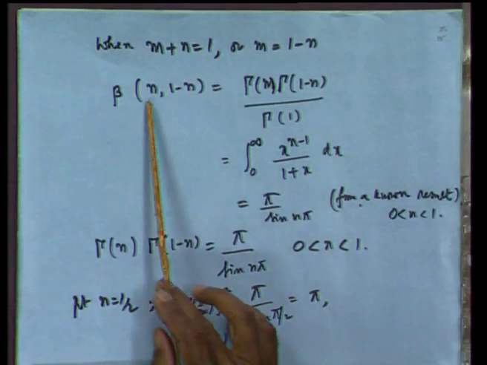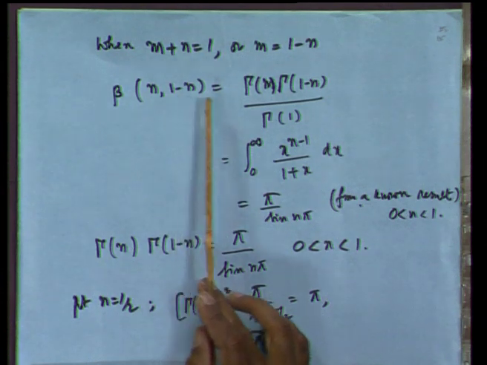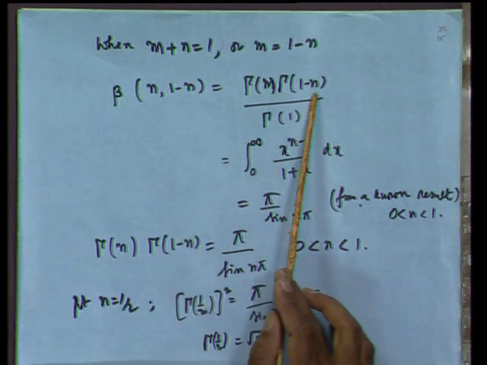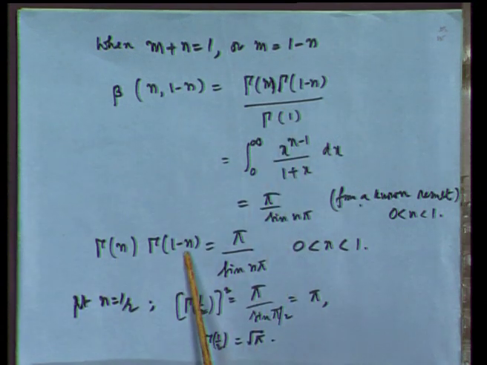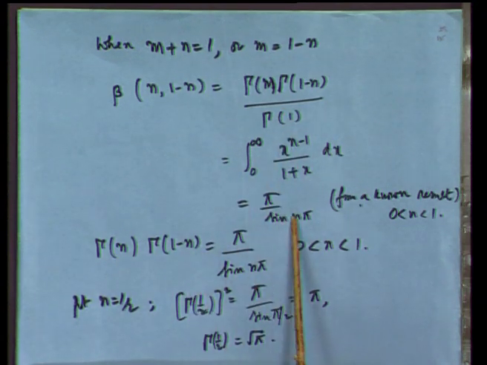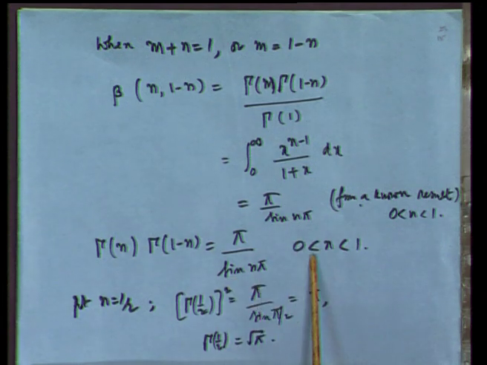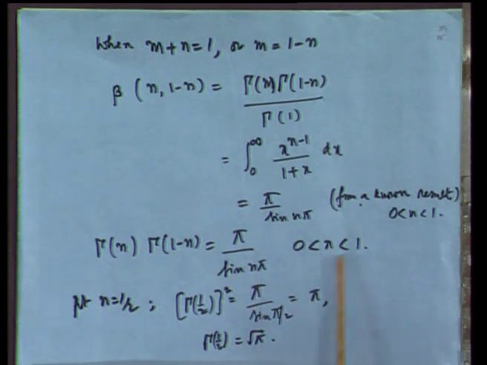So, beta n, 1 minus n is equal to gamma n gamma 1 minus n divided by gamma 1, and gamma 1 is 1. So, gamma n into gamma 1 minus n is equal to pi by sin n pi when n lies between 0 and 1. In fact, you can directly obtain the gamma half value from this.